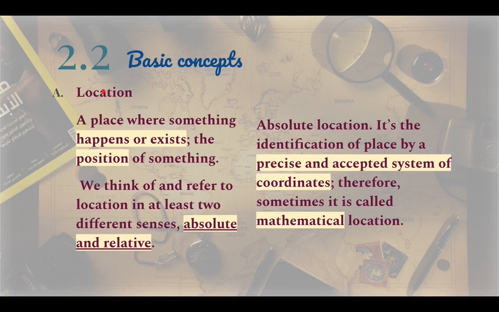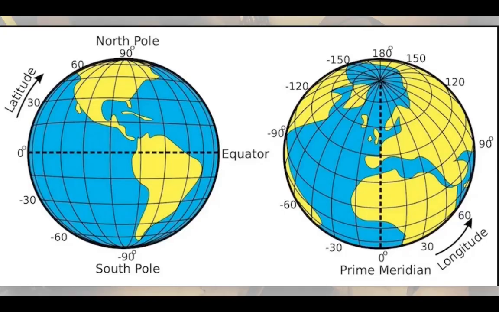So location in general can be defined as a place where something happens or exists, or the position of something. When we apply absolute or relative to location, these are the concepts that we get from that. Absolute location, we talk about it when we want to talk about a place in a precise and accepted system of coordinates. It's also called mathematical location.